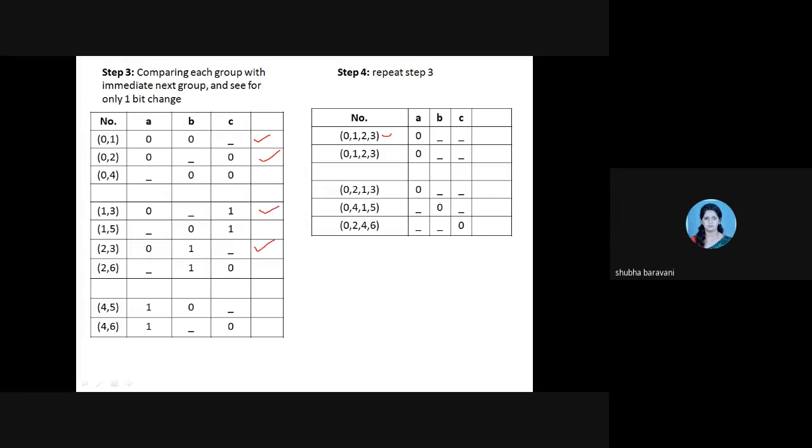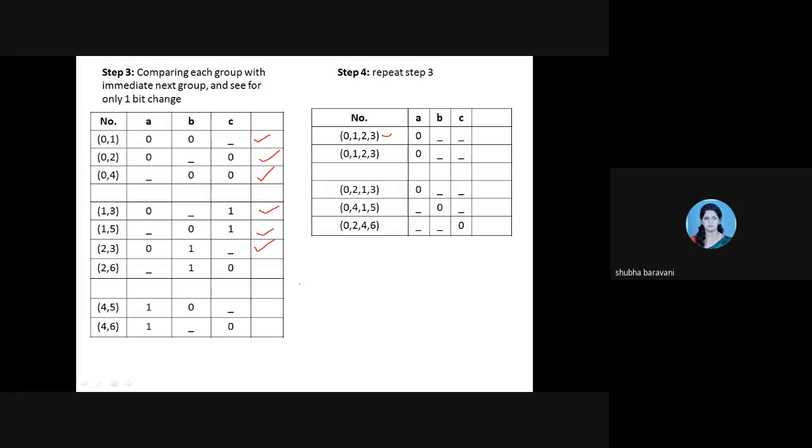1, 2 is not there. 1, 3 is already there. Put a tick mark. 0, 4, I'll put a tick mark. 1, 4. 1, 5. 1, 5 is here.